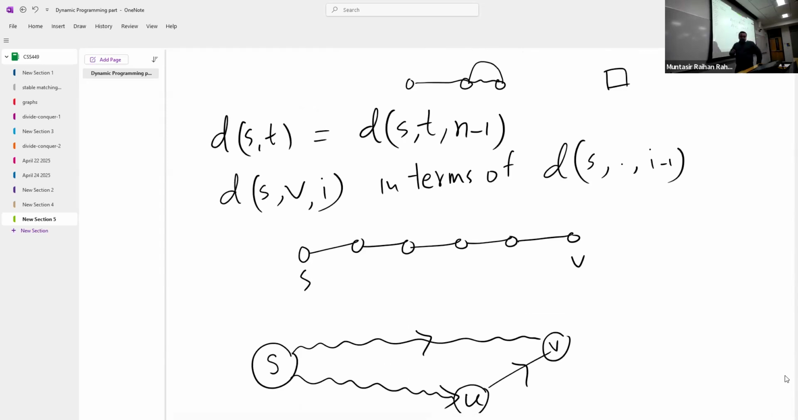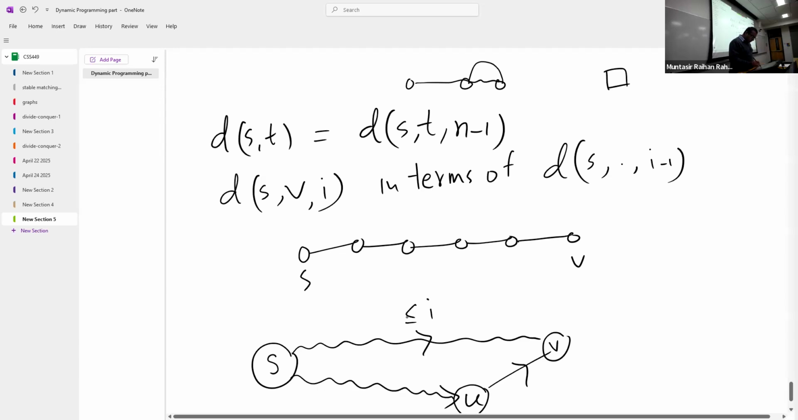One case is that the path from S to V already is using, because this is less than or equal to I hops, so I minus 1 itself is less than or equal to I. So if your path from S to V already is using less than or equal to I minus 1 hops, then that's one possibility, right? So that's this path here. This is already less than or equal to I minus 1 hops. Then you don't look at the neighbors.